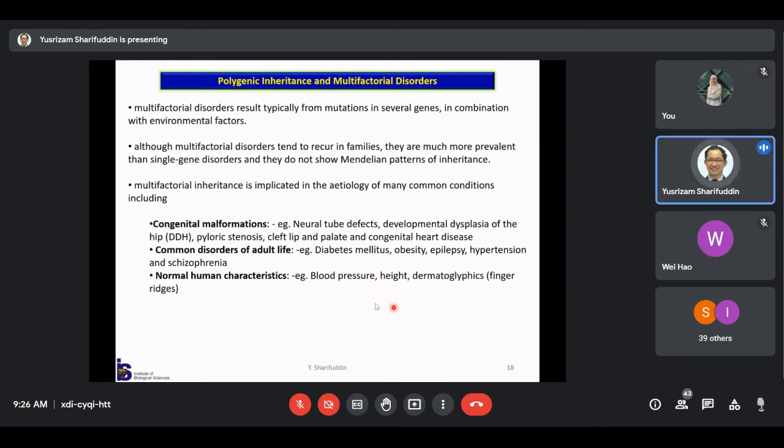Same thing, for example, with height. You have a set of genes that can help you become tall. But unfortunately, you do not have sufficient nutrition. Even though you have that feature to become tall, because of insufficient nutrition, which comes from the environment, you cannot be as tall as your genes have determined.